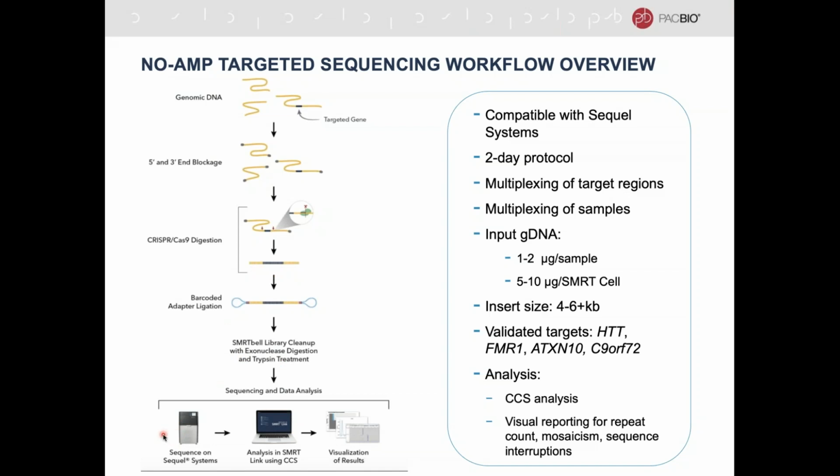The sequencing can be done on both instruments. Paul showed you both the Sequel 1 and Sequel 2. After you've done the sequencing, you take the output data and bring it into our SMRT Link software. After that, you can take that output and input it into different visualization tools that we'll talk about a little bit later.